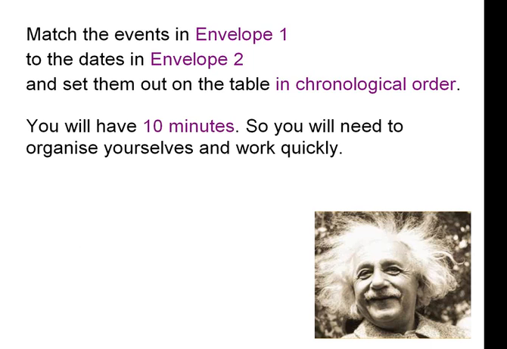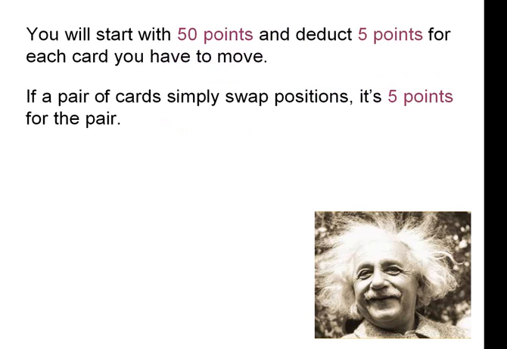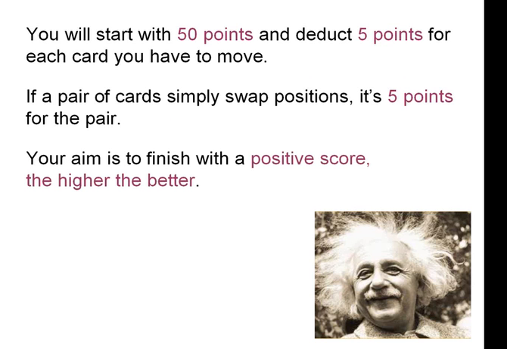You can only have 10 minutes. There are 3 of you. You've got to work out how to organize yourselves so you work quickly, because after 10 minutes you will need to stop. And then I'm going to give you the answers. Your aim is to be 100% accurate. Let's imagine you start with 50 points. And for every card you've got in the wrong place, you deduct 5 points. Your aim is to finish with a positive score.